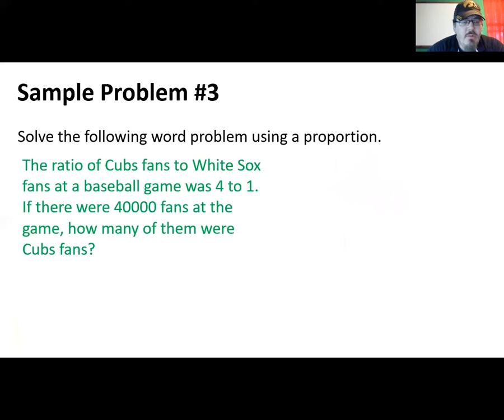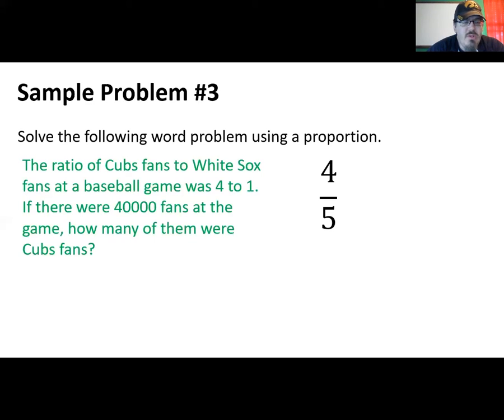All right, so we're going to solve this word problem. The ratio of Cubs fans to White Sox fans at a baseball game was 4 to 1. So for every 4 Cubs fans, there was 1 White Sox fan. And if we know that there are 40,000 fans at the game, how many of them were Cubs fans? Okay. So to solve, our goal is to set up a proportion. Now again, we know what the ratios are. We were given that initial ratio of 4 to 1.